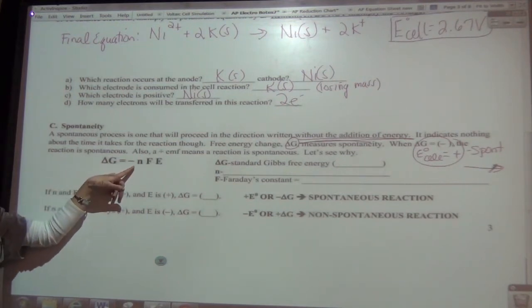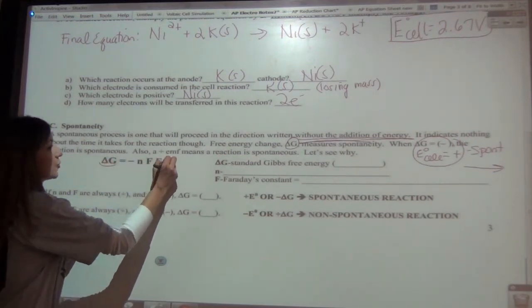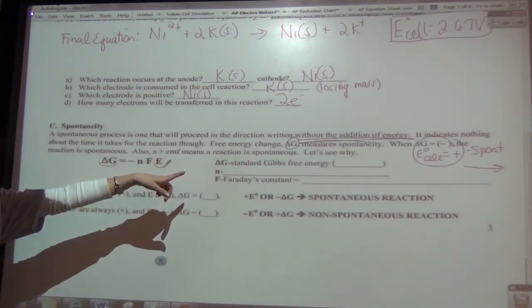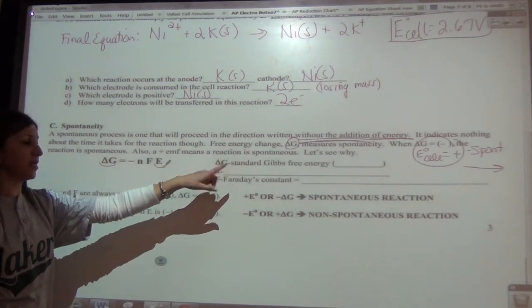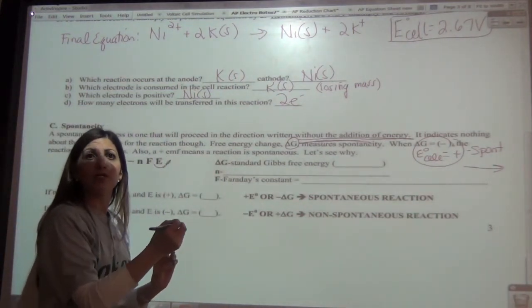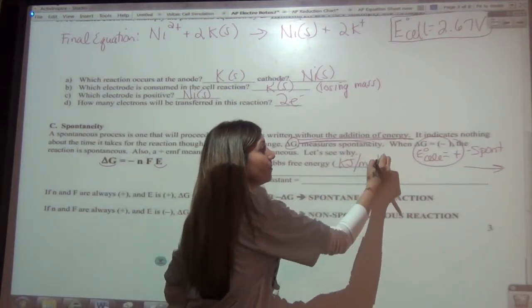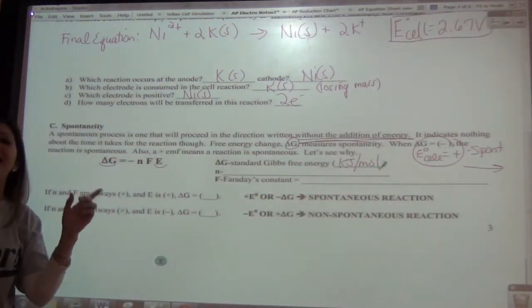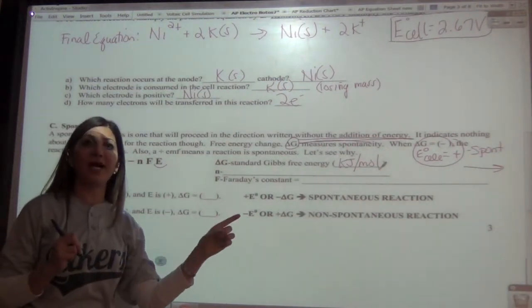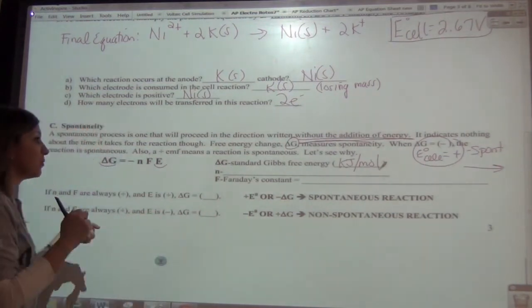So delta G is equal to negative n F E, the equation that relates delta G to E. Delta G is simply Gibbs free energy, standard Gibbs free energy. And what units did we use when we were doing delta G? On our thermo chart, it was measured in kilojoules per mole. Remember, it was delta S that was in joules per mole Kelvin, and we had to switch that to kilojoules. We had to shift our decimal 3 places back.